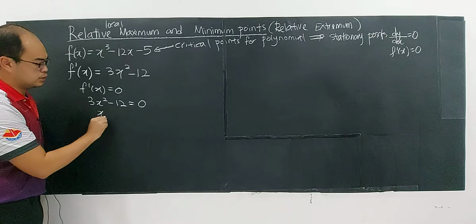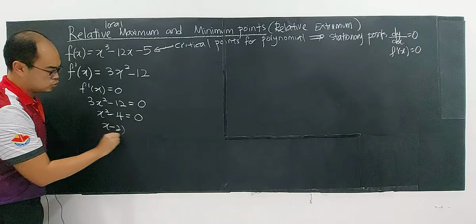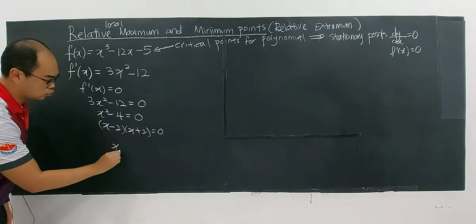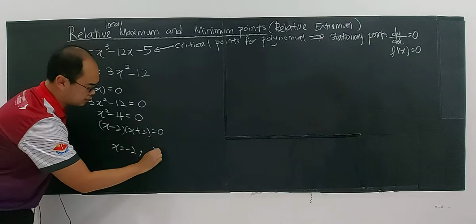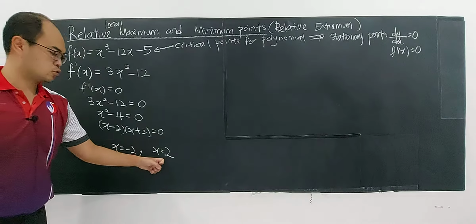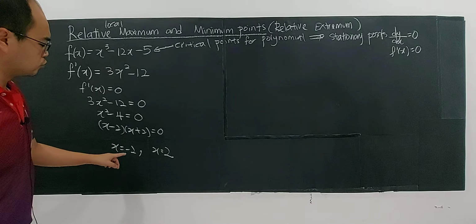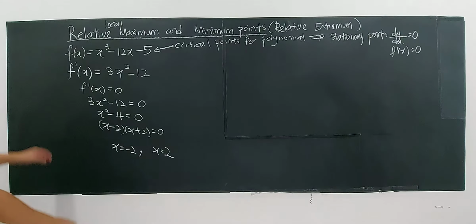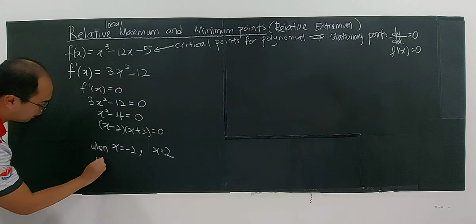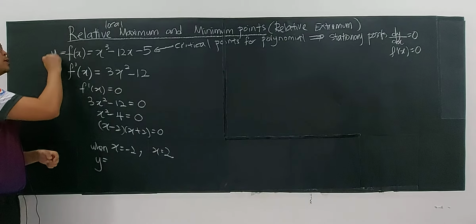Then we divide by 3, then we have x^2 minus 4 equals 0. Then we get (x minus 2)(x plus 2) equals 0. So we get two stationary points, which are x equals 2 and x equals negative 2. First we find the y value, the coordinate, for negative 2. When x is negative 2, we find the value of y by substituting into the equation here.